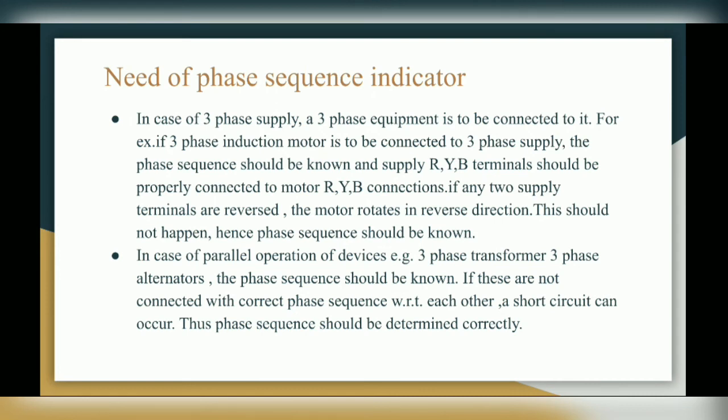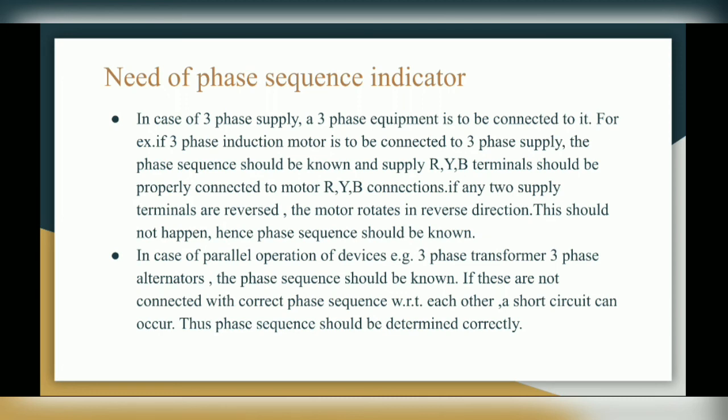Next is need of phase sequence indicator. In case of three-phase supply, a three-phase equipment is to be connected to it. For example, if a three-phase induction motor is to be connected to a three-phase supply, the phase sequence should be known and supply RYB terminals should be properly connected to motor RYB connections. If any two supply terminals are reversed, the motor rotates in reverse direction. This should not happen, hence phase sequence should be known.